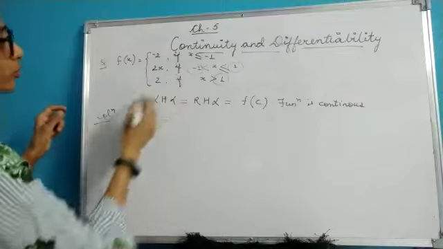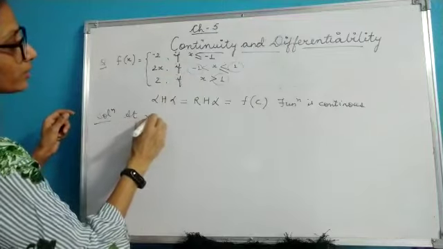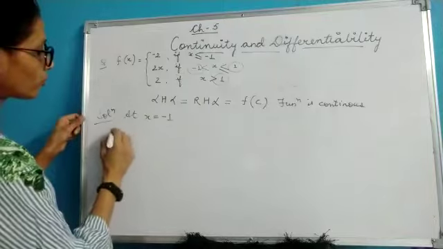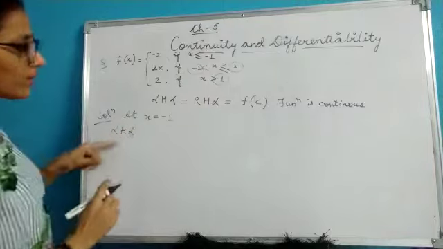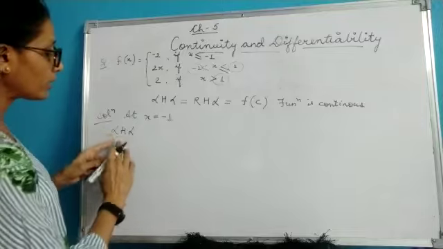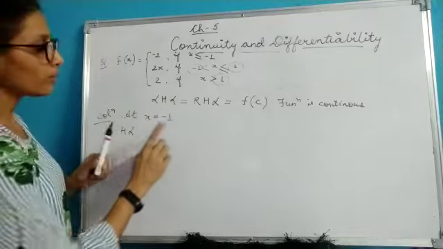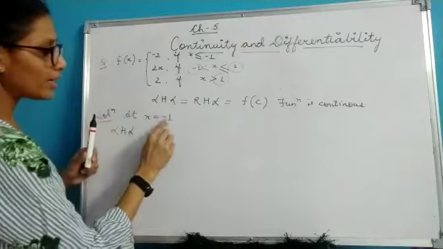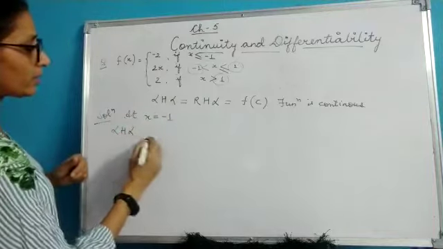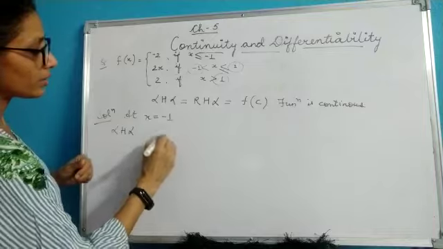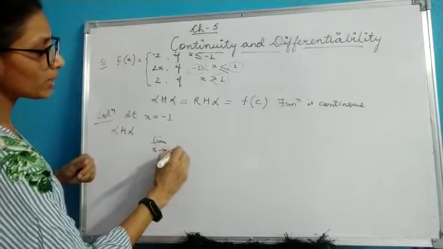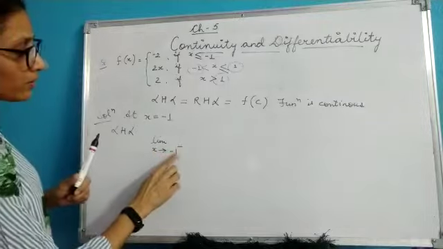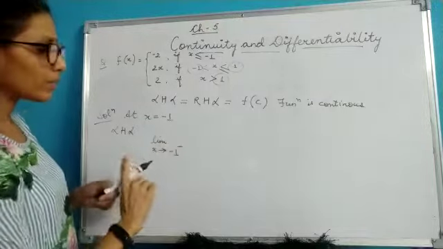So if I want to check the continuity at x equal to -1, then first of all I will be checking my left hand limit. Whenever I am doing my left hand limit, that means we need to take the value slightly less than -1, and we write it like this: limit x tends to -1, and then we put a minus sign above, which shows that we will be taking the value less than -1.